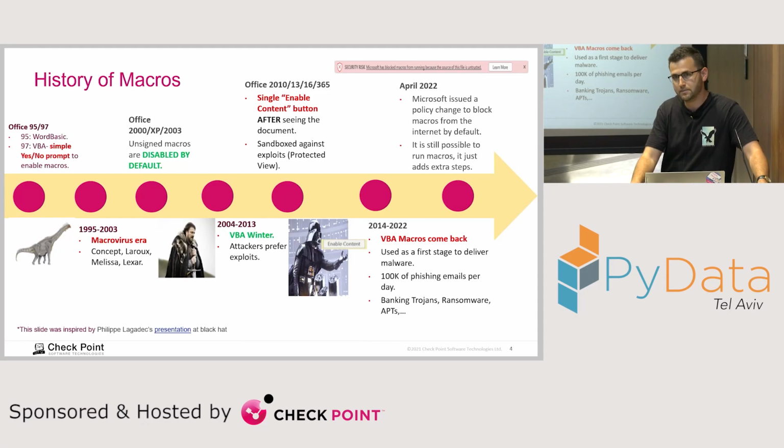Like Erez explained before, it's basically event-based code that runs in the background of Office documents. Okay, we will see an example for that later on. So at the beginning, it was a simple yes or no prompt to enable macros. You can imagine how simple it was to social engineer the victim to just click on that yes or no prompt to enable the macros. That, of course, caused a macro virus era from 95 to 2003, where VBA macro-based attacks were pretty popular.